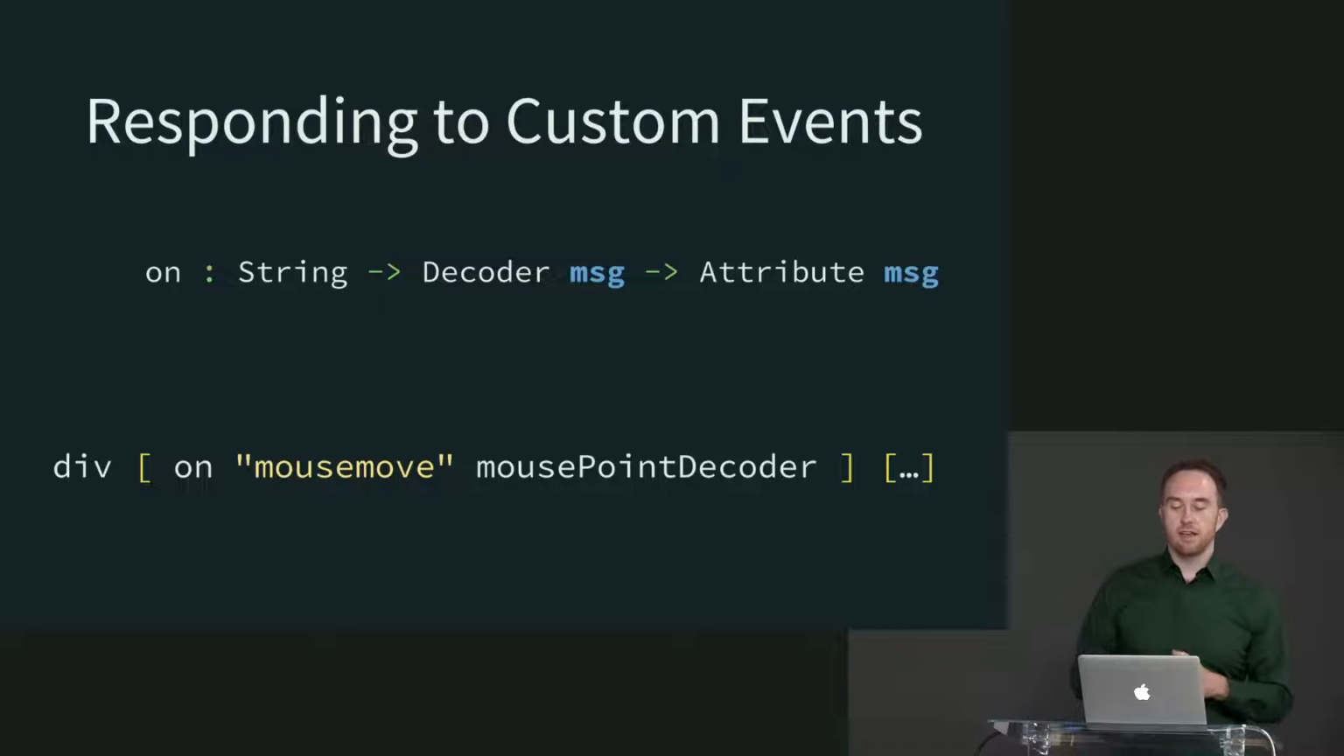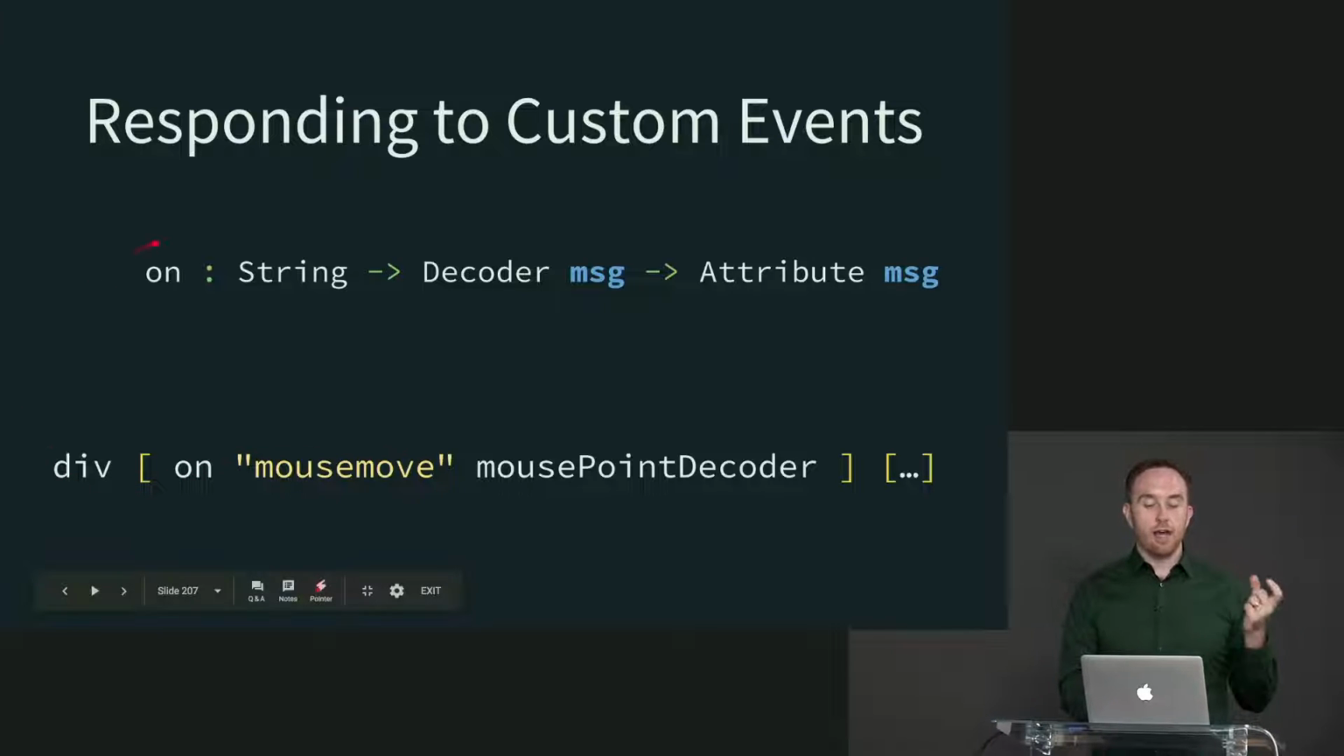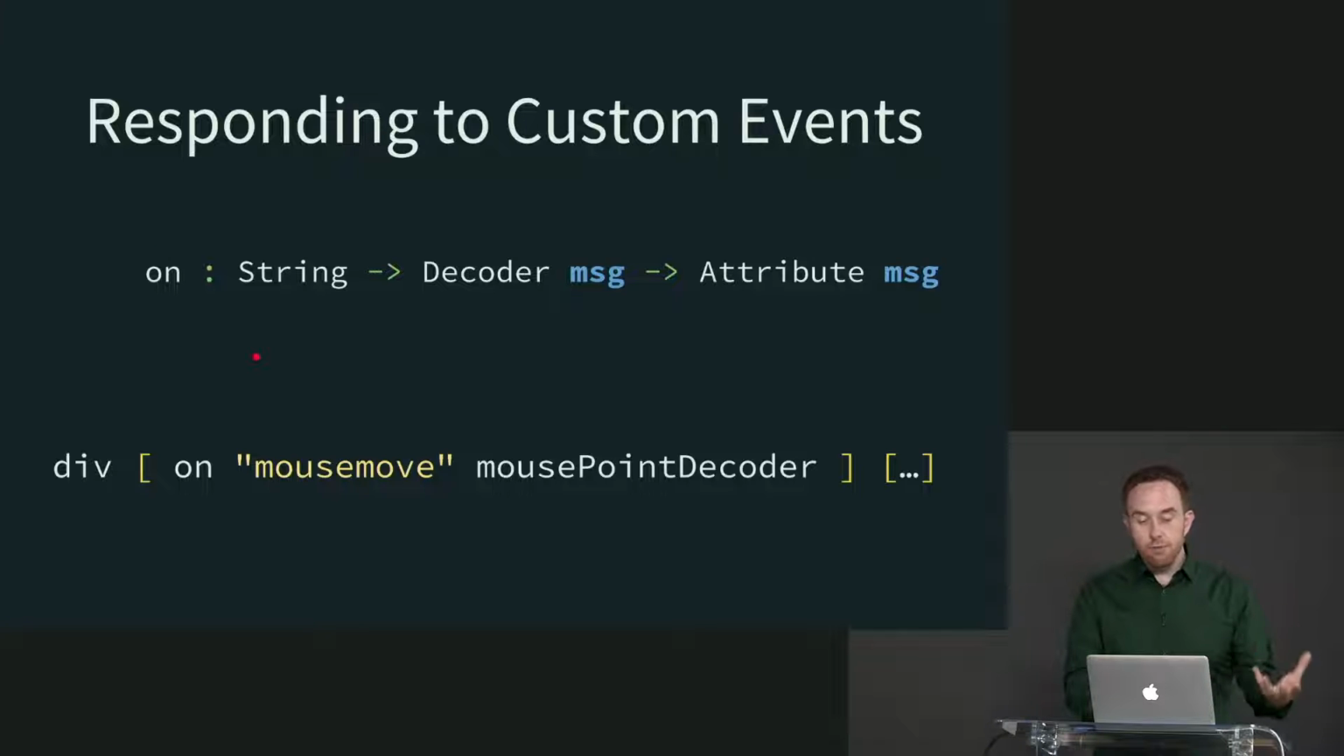So here's something that is part of Elm's HTML API. It's this function called on. And this is sort of the general, most flexible version of onClick, onInput, on whatever you want. It takes a string, so for example, on mouse move. Then it takes a decoder, and the purpose of this decoder is not to decode JSON, but rather to decode an event object from JavaScript.